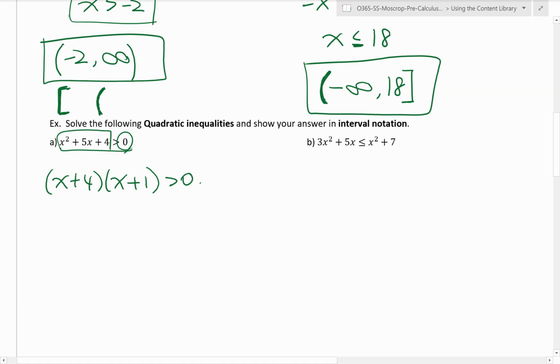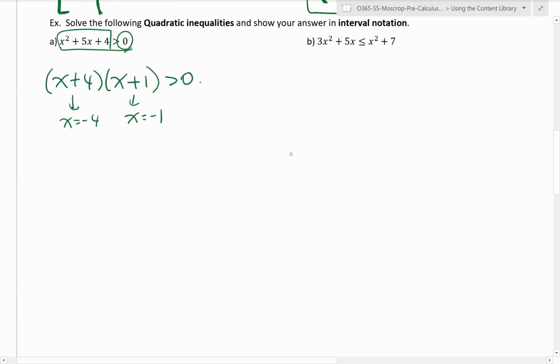Now we have two x-intercepts. In this case, x is negative 4, and in this case, x is negative 1. Now I'm going to draw a number line here, and put negative 4 right here, and here's negative 1. What we need to do now is test points. I'm going to call this region 1, this is region 2, this is region 3.